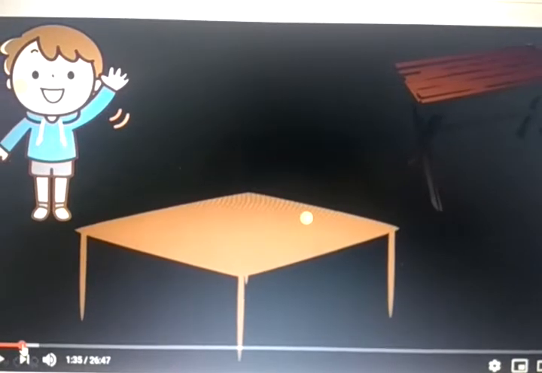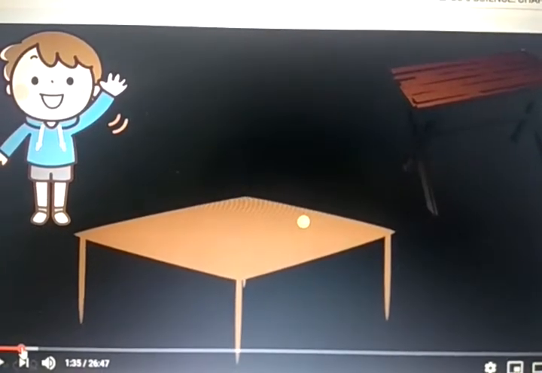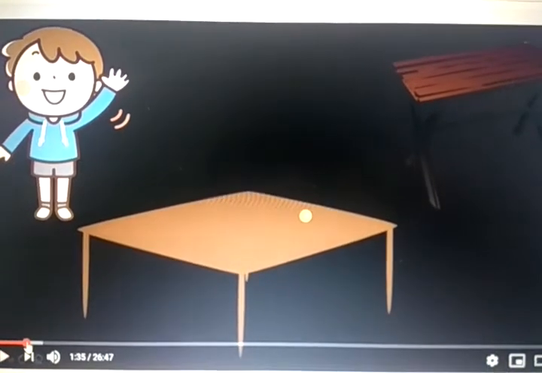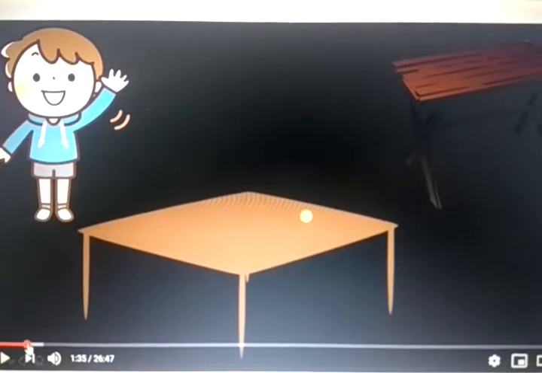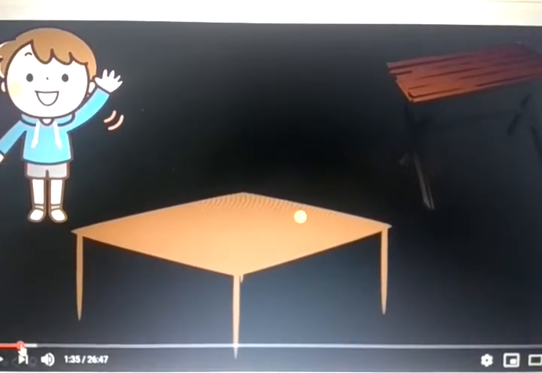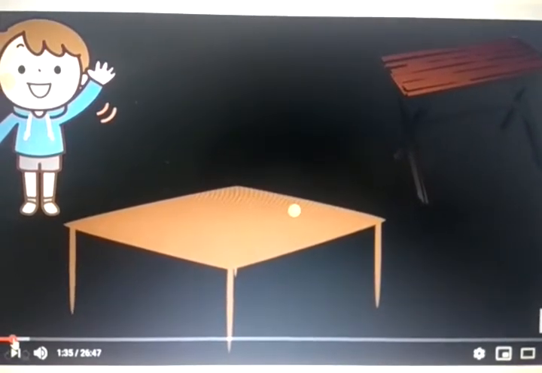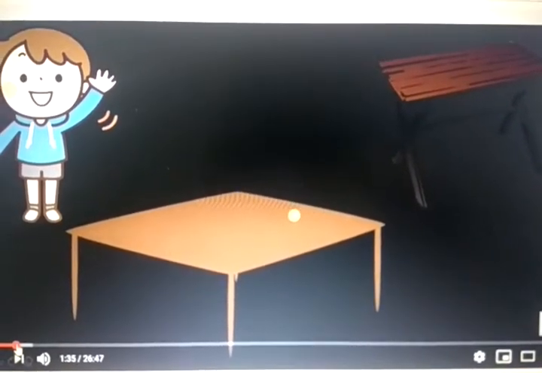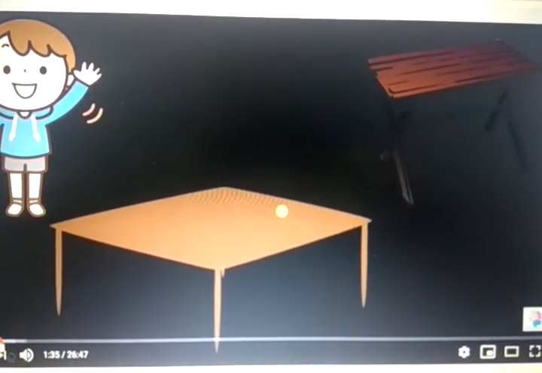Here you can see the pictures of a table. If you want to measure the size of the table, if you want to find out the area or the perimeter, then you have to measure the length and breadth of the table by using some measuring device, by using a scale or a measuring tape.